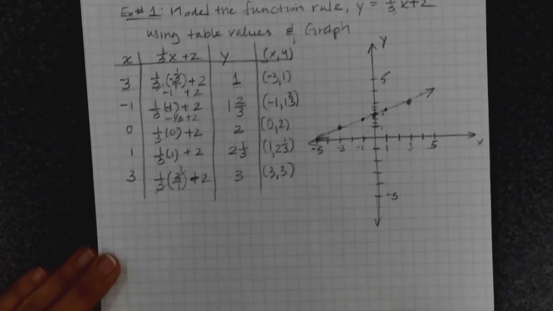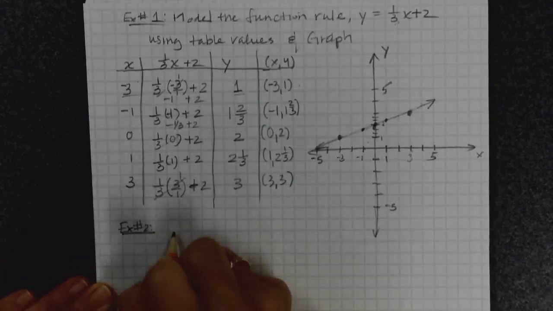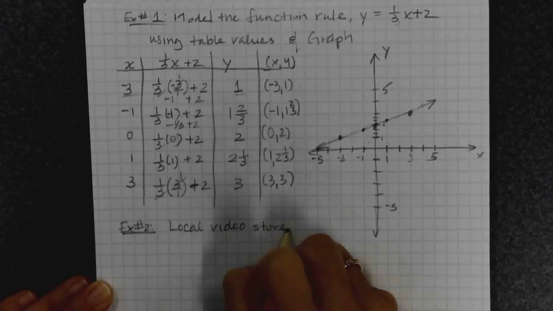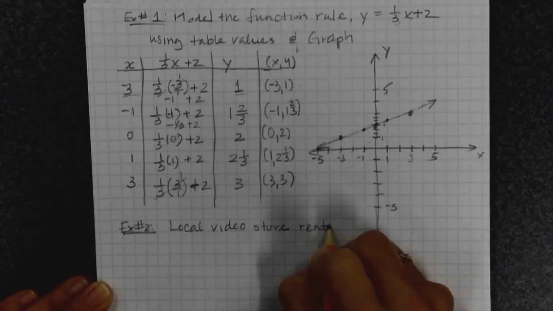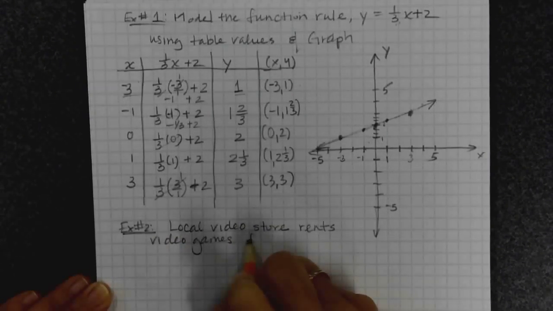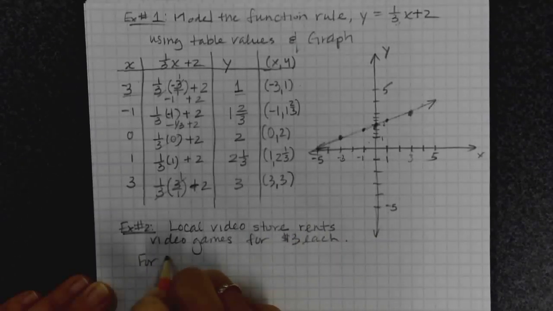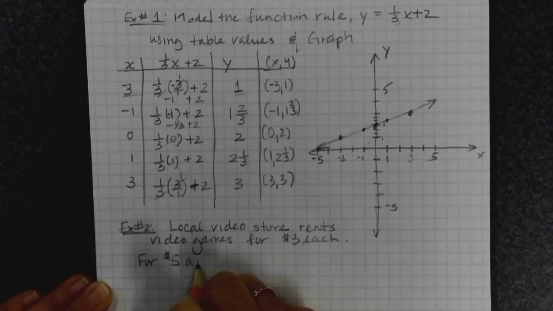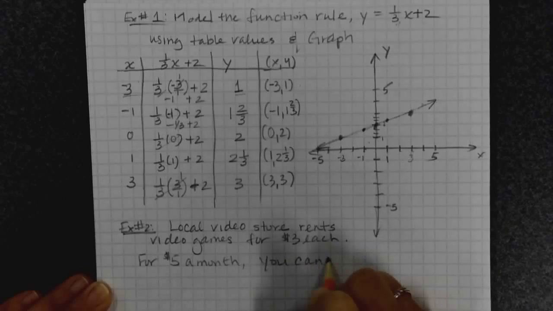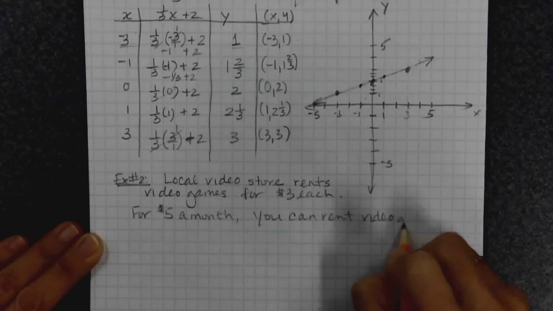In example number 2, we are going to take a word problem. And this word problem says, at a local video store, you can rent video games for $3 each. And for $5 a month, you can rent video game operators, like your consoles.